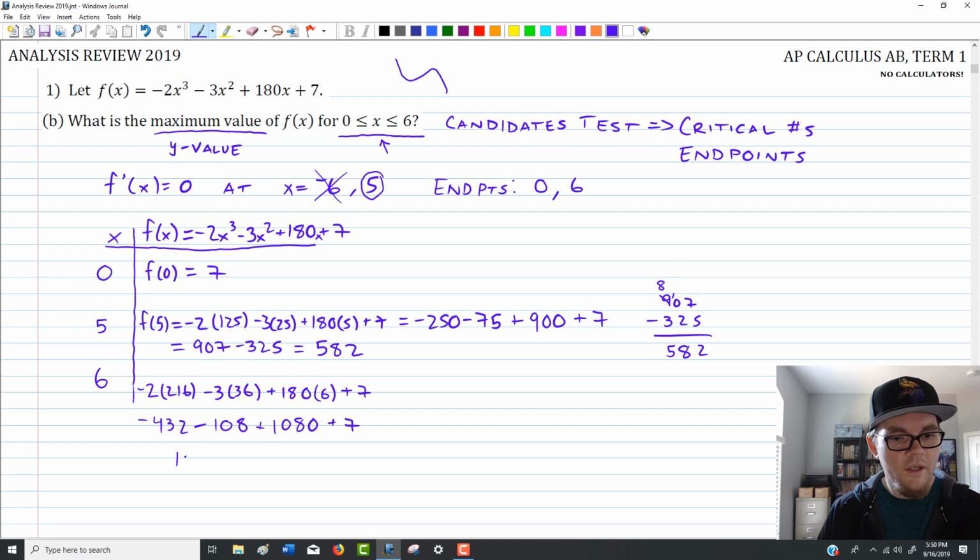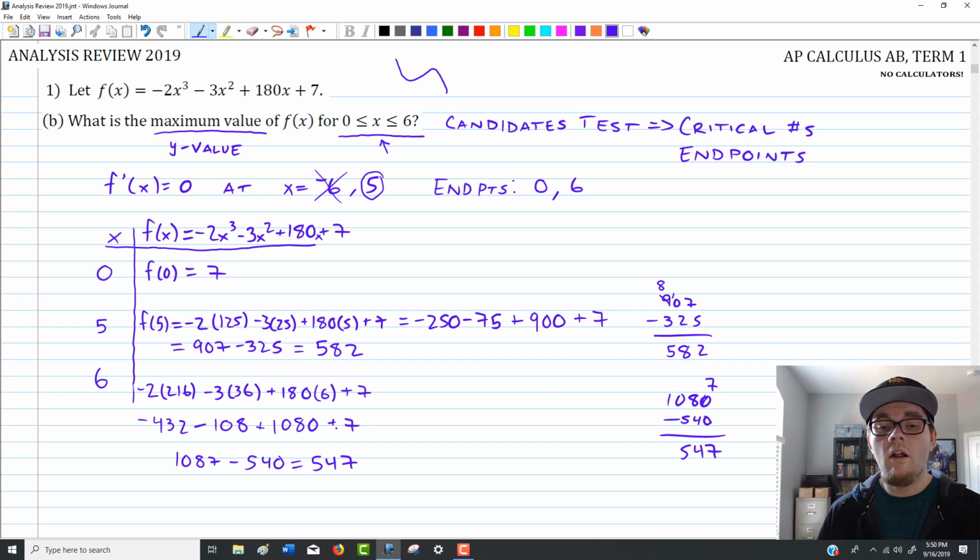It looks like we have 1087 minus, let's see, if we subtract 8, that's going to be minus 440 minus 540. So let's see if we can do this right: 1087 minus 540 is going to be 547. So it looks like our value here is 547.